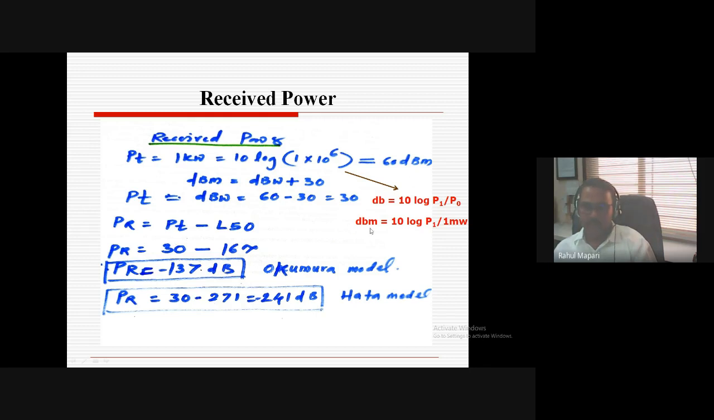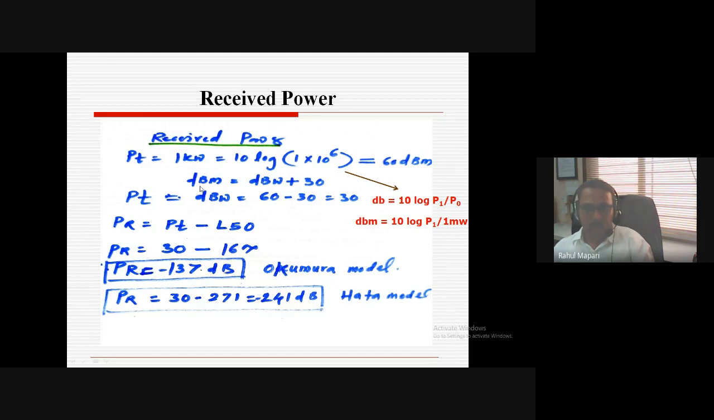And how to calculate the dBm value? dBm value is equal to 10 log of P1 divided by P0, and this P0 you consider as 1 milliwatt. It is a compulsory value. P0 is the reference power you need to consider. Now here P1 value is 1 kilowatt divided by 1 milliwatt, so it gives 1 mega. Understand? It's very simple. And then it gives 60 dBm.